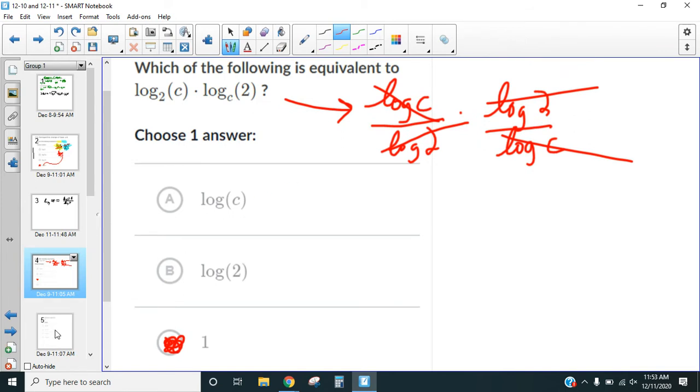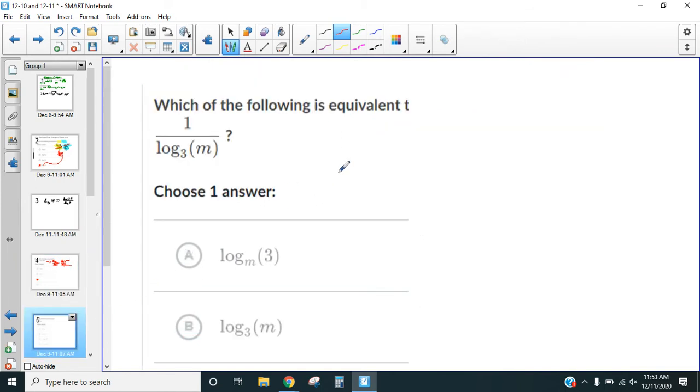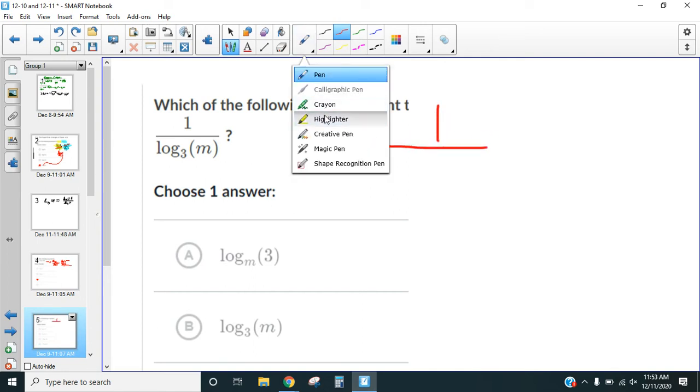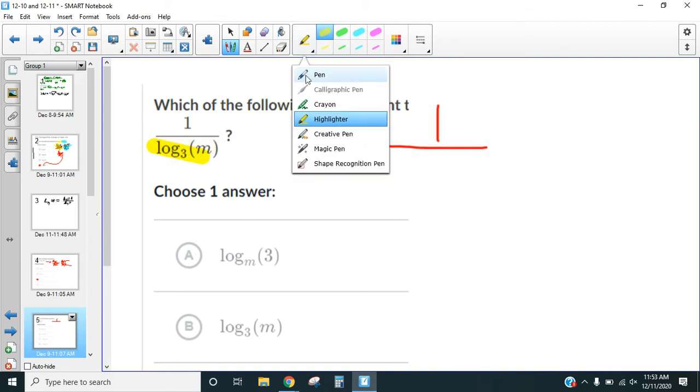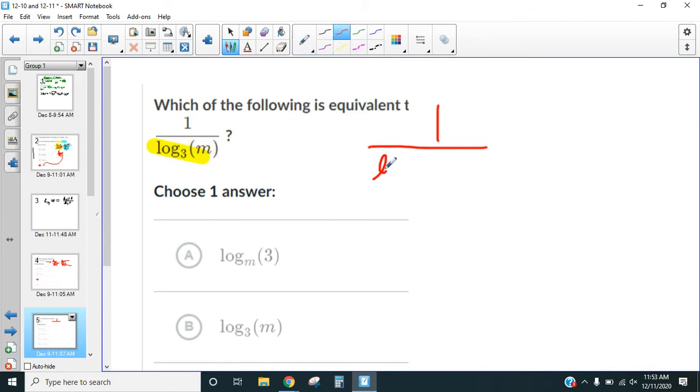Okay. Here's the next one. This one's a little tricky because we don't have 2 parts to this, and we have division. Okay. So I'm going to rewrite the bottom. I'm going to rewrite the bottom part with the change of base rule. Looks like this, log M over log 3.